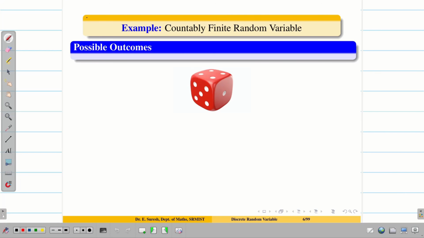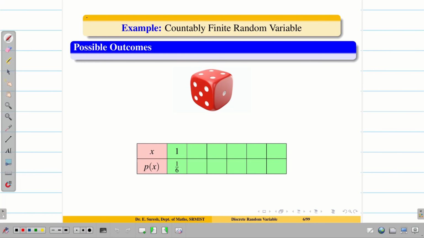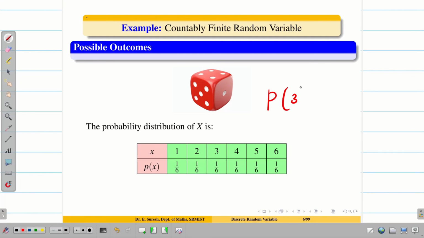In a discrete random variable, when you throw a die, we have possibilities 1, 2, 3, 4, 5 and 6, and then we can see their corresponding probabilities. Suppose I am asking what is the probability of getting 3, you can say 1 by 6. But in the case of a continuous random variable, I cannot tell the probability at any particular point. It is meaningless. We are going to see the reason in the forthcoming slides.